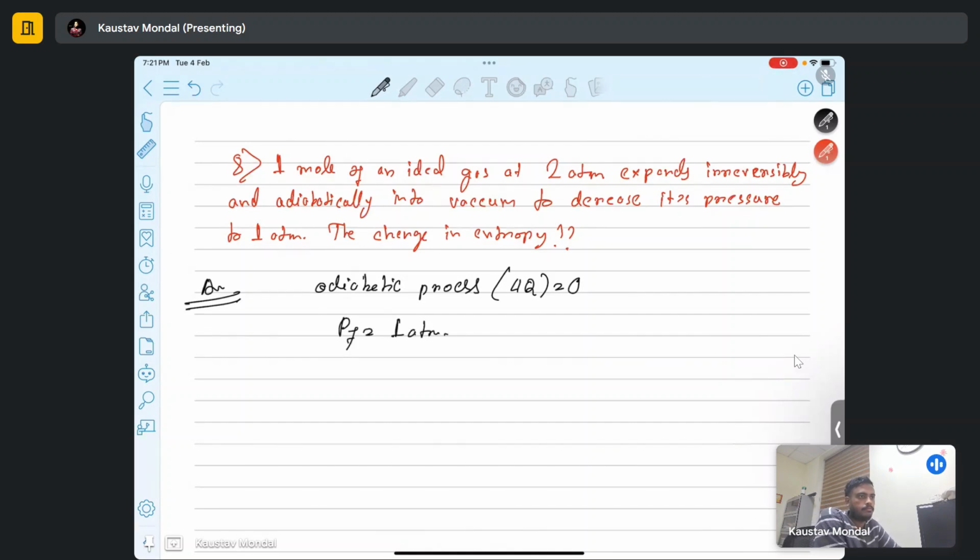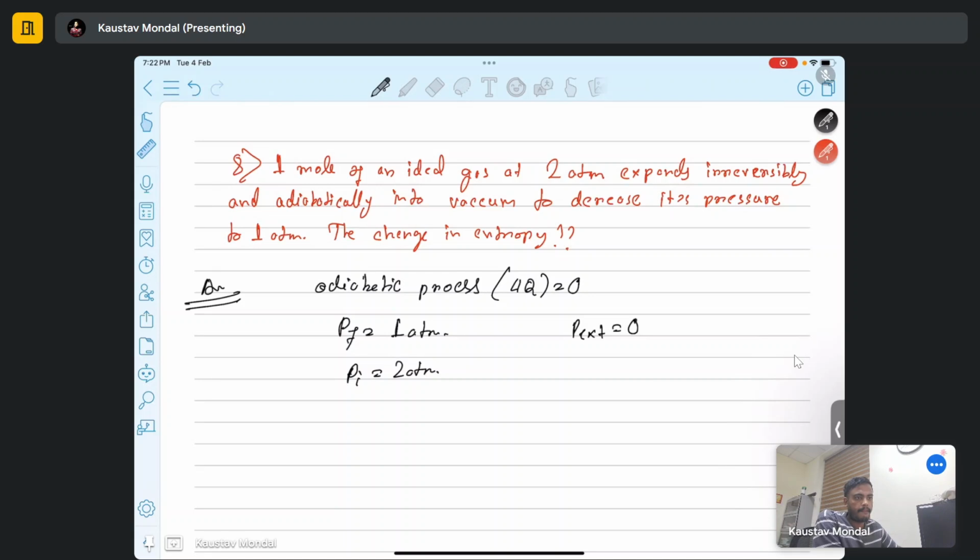Okay, I have to calculate. So initially P initial was 2 atm, right? Then it expands, so its pressure decreases, and it goes to a final pressure of 1 atm. This whole thing is happening in a vacuum. So you have to basically calculate what is the change in entropy. Okay, so external pressure is basically 0. Okay, P external is 0. So that means there is no work done involved here also.